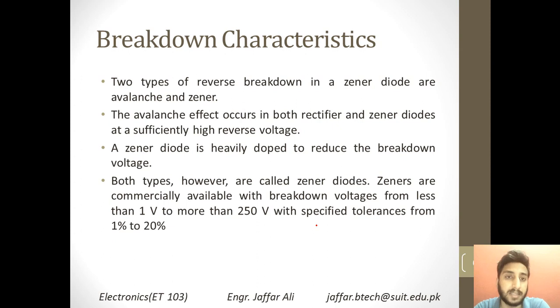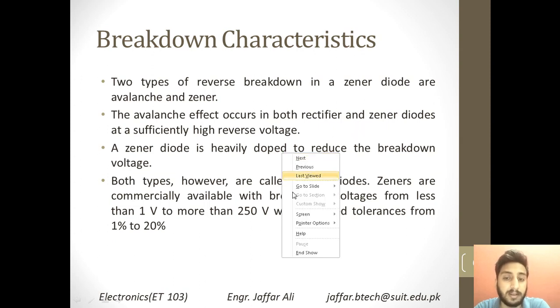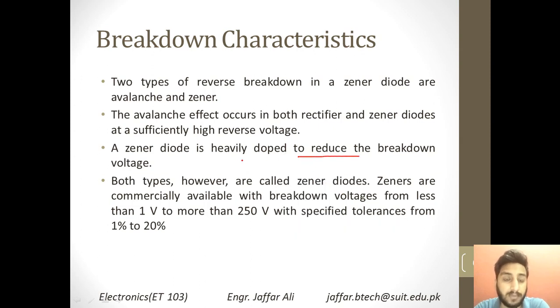Now, what are the basic characteristics of the breakdown parameters? There are basically two types of reverse breakdown in a Zener diode, termed avalanche and Zener. Avalanche effects occur in both rectifier diodes, half wave or full wave, and Zener diodes at sufficiently high reverse voltages. A Zener diode is heavily doped, and due to this heavy doping, the threshold of the breakdown voltage is reduced. Both types, avalanche and Zener, are normally called Zener diodes.